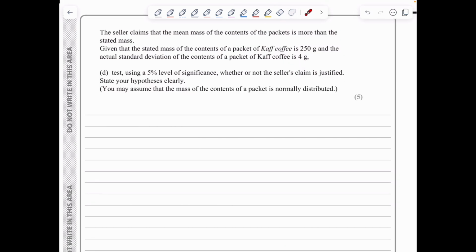We're then told that the seller claims that the mean mass of the contents is more than the stated mass of 250 grams.